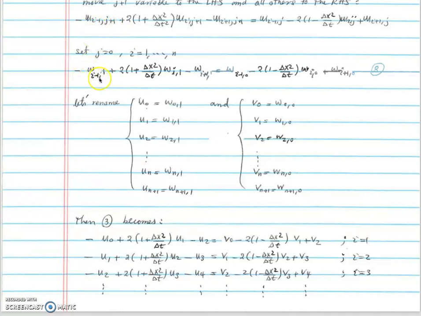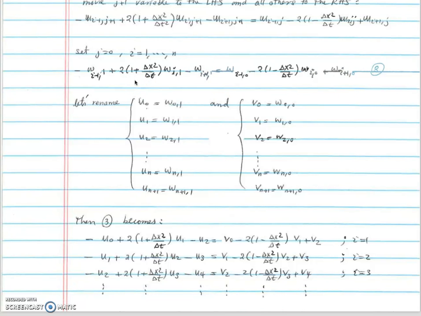You get negative I minus 1 comma 1. So the coefficient stays the same. This becomes I comma 1. This becomes I plus 1 comma 1. And then on the right side you get I minus 1 comma 0, I comma 0, and then this one is I plus 1 comma 0. So all the comma zeros on the right, comma 1s are on the left.